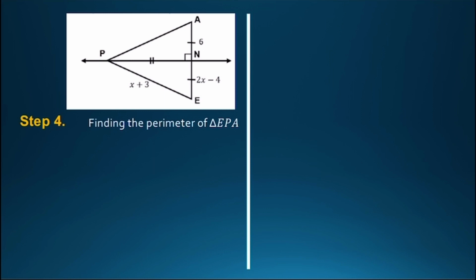Notice the triangle EPA is an isosceles triangle whose legs are line segment PA and line segment PE, and whose base is line segment AE. To get its perimeter, we just need to add these sides. The perimeter of triangle EPA is equal to PA plus PE plus AE. Since the lengths of the sides are not given yet, we will still have to solve for their measurements using the triangle congruence.